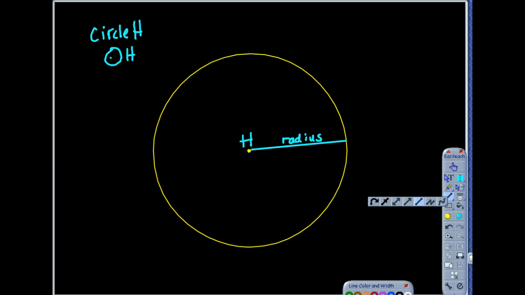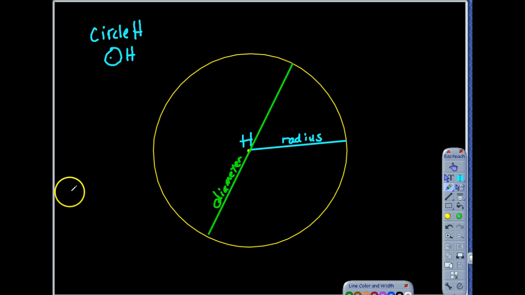Now, the diameter has to go through the center and has one point on the circle as well as another point. So I'm going to draw it like this. Love it. And you could have drawn it by extending out another radius. So this is the diameter.